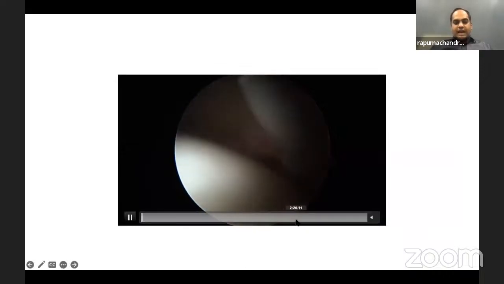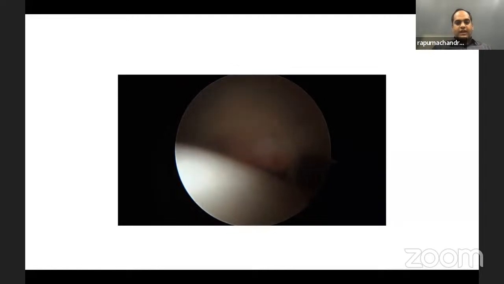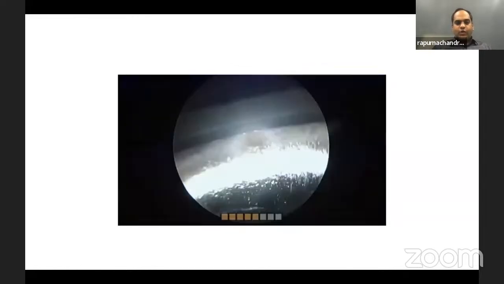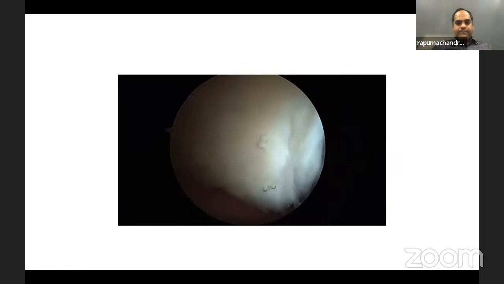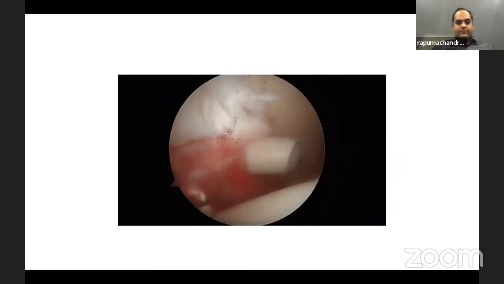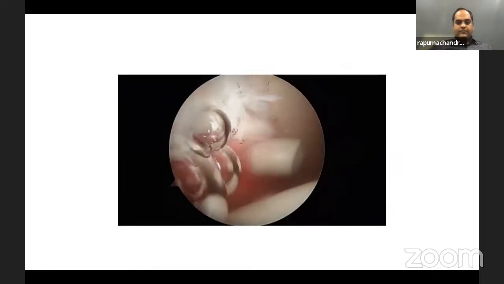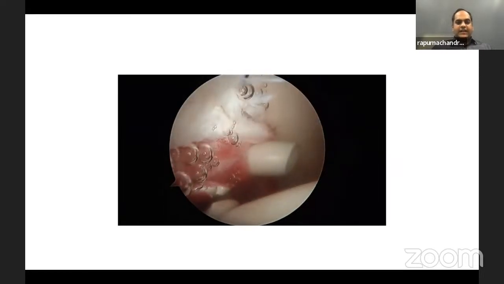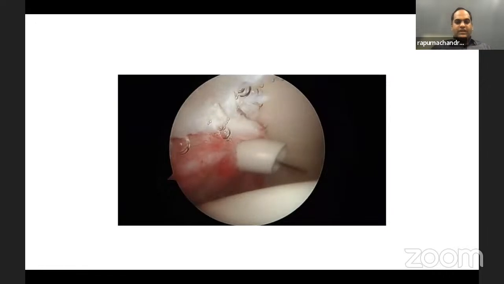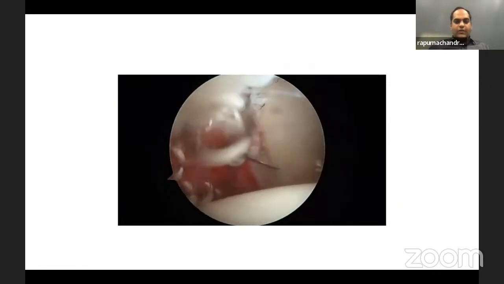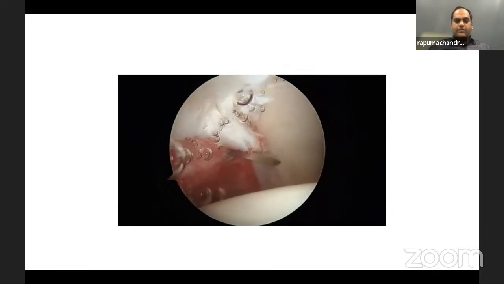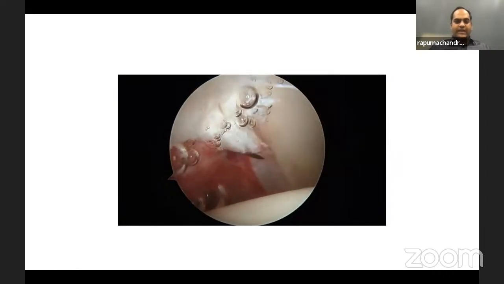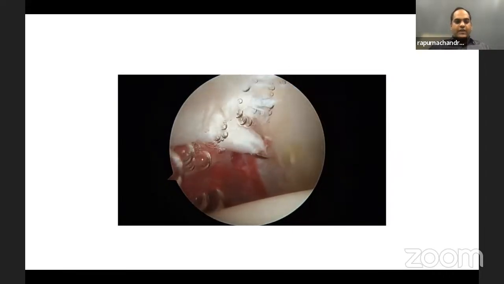So this is my arthroscopic video. I'm seeing from the anterolateral portal, and once that is done, you can see already there is a labral fraying seen from the mid anterior portal, and now I'm seeing from the top, that is the mid anterior portal. I'm doing my capsulotomy on the anterolateral portal.